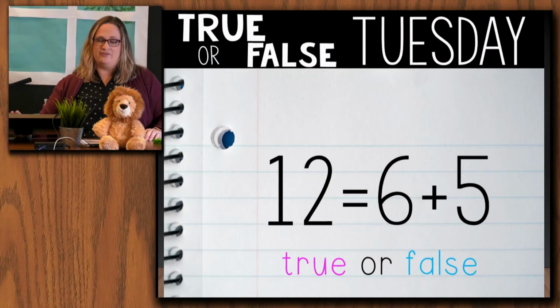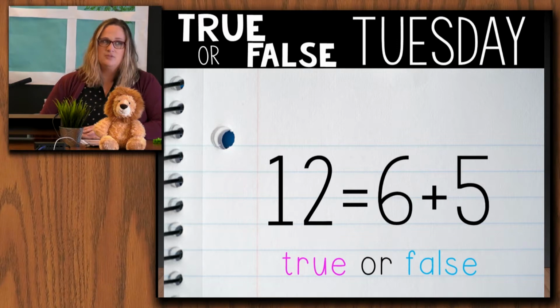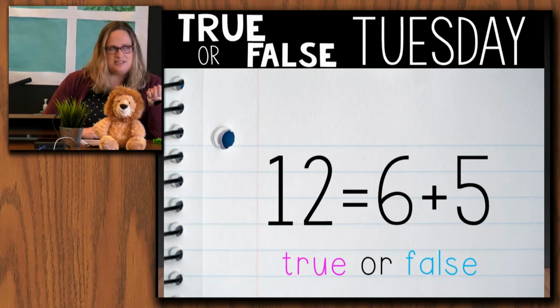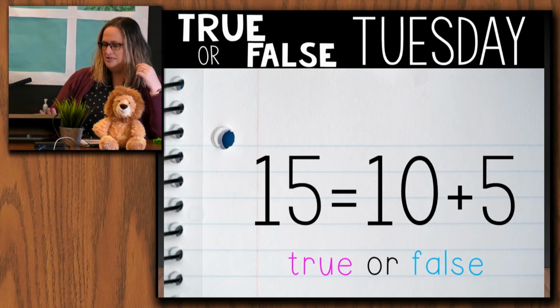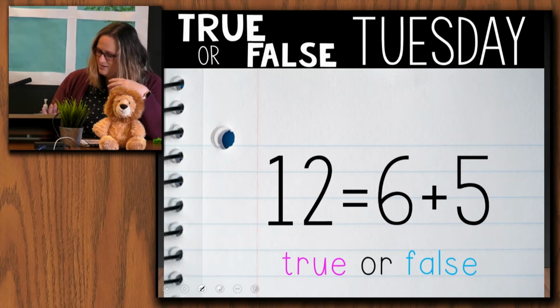Whew. All right. Well, today is Tuesday, which means it's true or false Tuesday. It's one of my favorite days of the week because we get to make the fun sounds of ding. 12 equals 6 plus 5. Yeah, 6 plus 6 is 12. That's false. Oh, I did it. I knew it was going to happen too. I touched the screen. I said, oh no, I didn't get my pen. But it was too late.